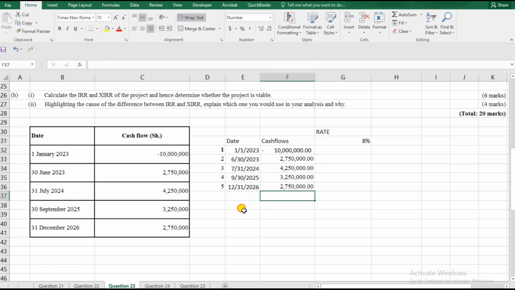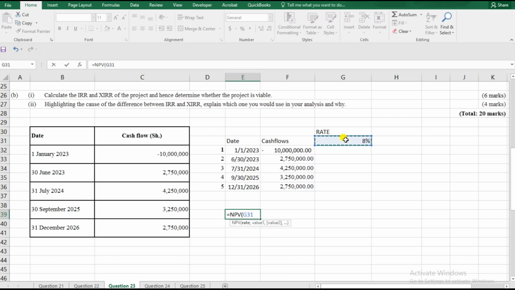So what you're going to do, my good students, you're going to do equal sign, NPV, tab, my rate is 8%, comma. In this case, what you need to take is our cash flows, excluding our initial outlay, or rather our investment. So I'm going to start where our cash flow was. Scroll it all through. Then, of course, in this case, I'm going to close it.